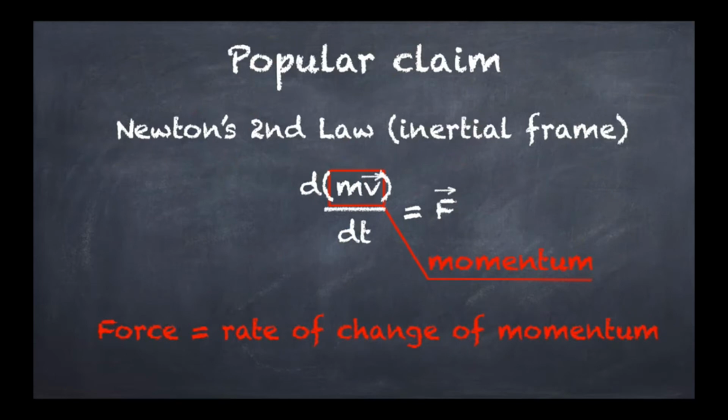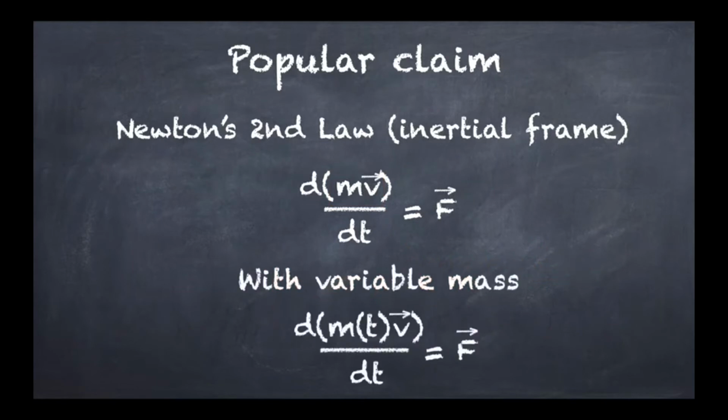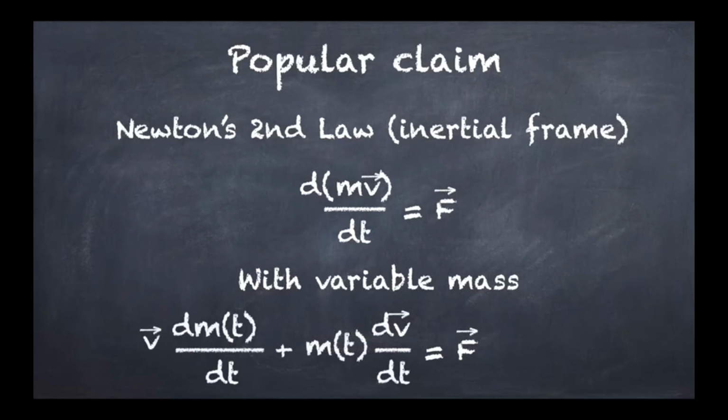Now, if we trust this particular slogan, even if the mass depends on time, then this leaves us with the following result, which is that d of m of t times v over dt is equal to F. Because of the so-called product rule, when we take derivatives of a product of functions, we get the following quantity. So you see that the equation of motion, which is not anymore the traditional Newton's second law, has an extra term on the very left, which is v times the rate of change of the mass of the system.